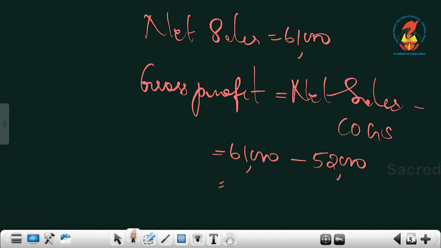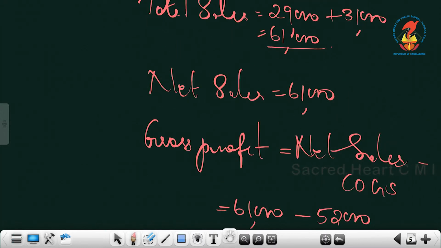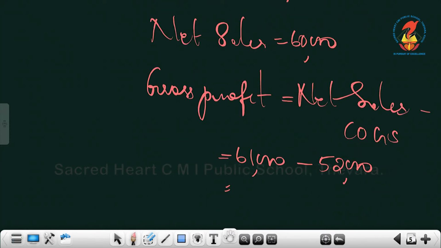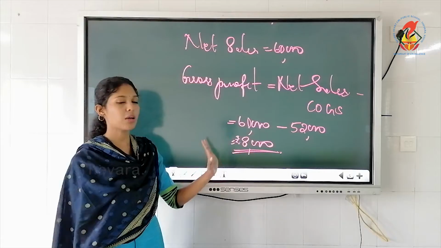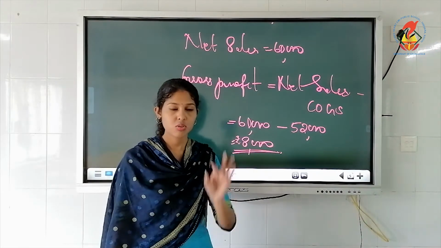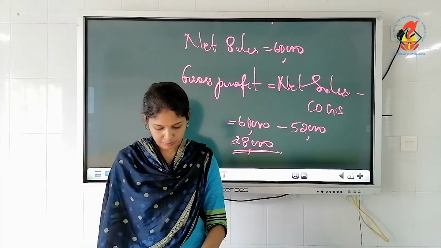Is it 52,000? Yes. Sorry, net sales it's not 61,000, it's 29 plus 31, it's 60,000. Just correct that. I accidentally wrote this one here. That is actually 60,000. Okay. So 60,000 minus 52,000, your gross profit will be rupees 8,000. Okay, so we just substituted the figures. So you have to be thorough with the formula, that's all.